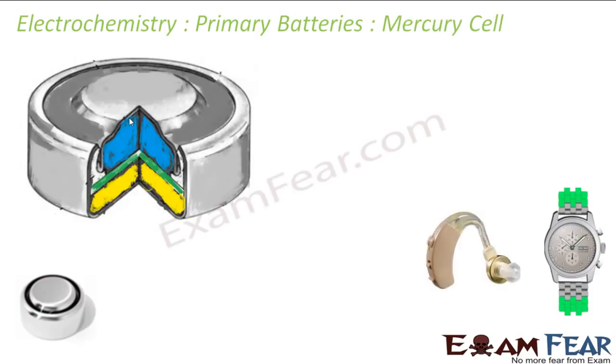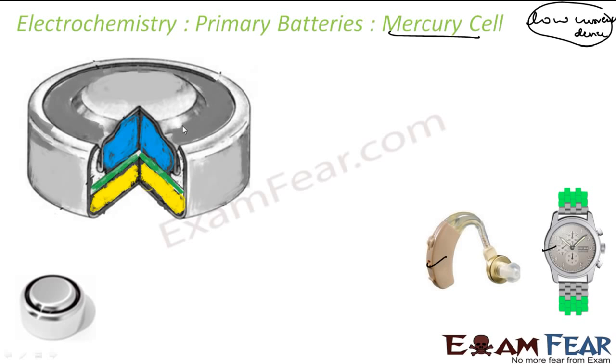The next type of cell we'll learn is the mercury cell. They are very small in size and are usually used in devices like hearing aids. They are used in watches or sometimes in toys also. They are very small cells and very low current devices. They are mercury cells, generally used in watches.